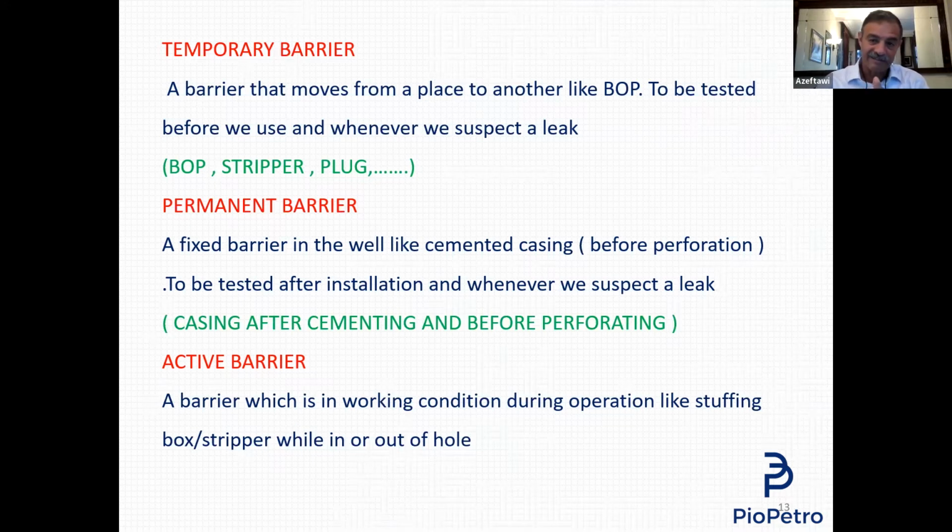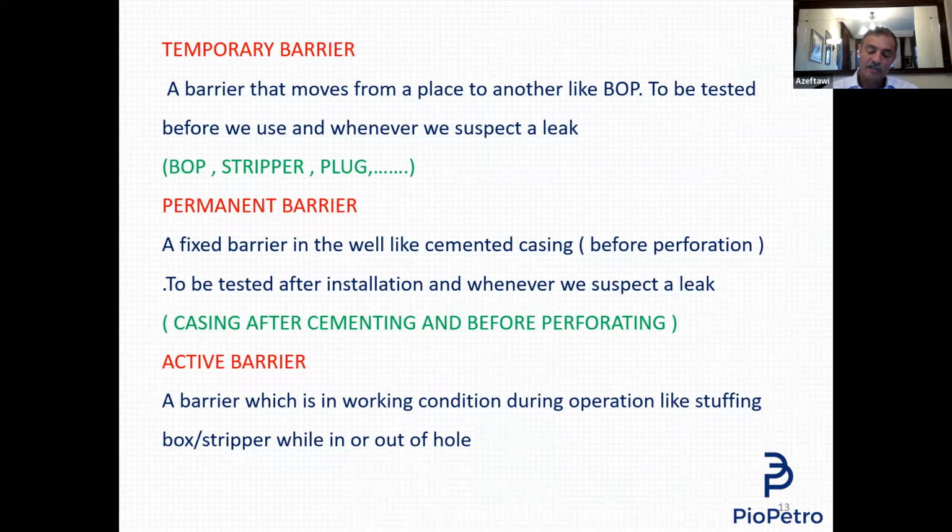But casing, we consider it a permanent barrier, because when you run the casing, then you cement it. Plus, you cannot take it out. It became a permanent barrier. But by the way, the moment you perforate it, it is not a barrier anymore. It became something else. We call it barrier envelope. But it is the permanent barrier as long as it is not perforated. This is what we mean by permanent barrier.